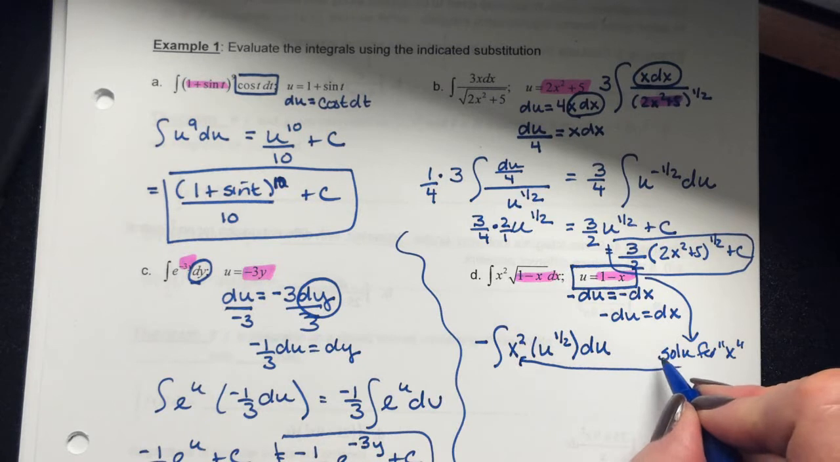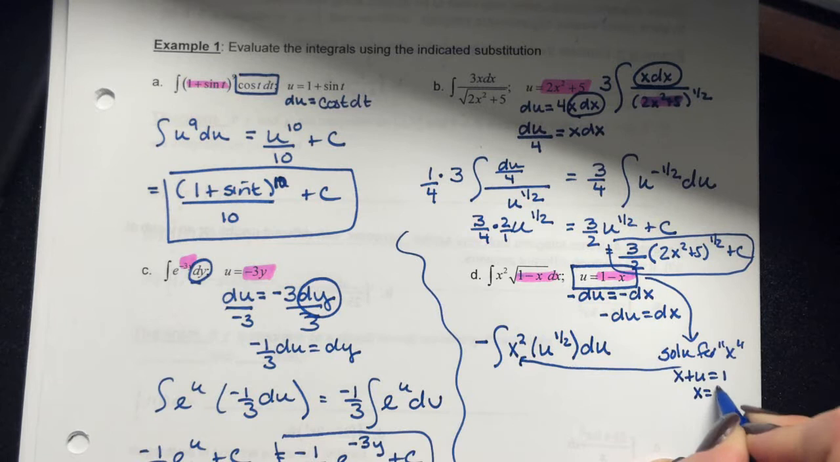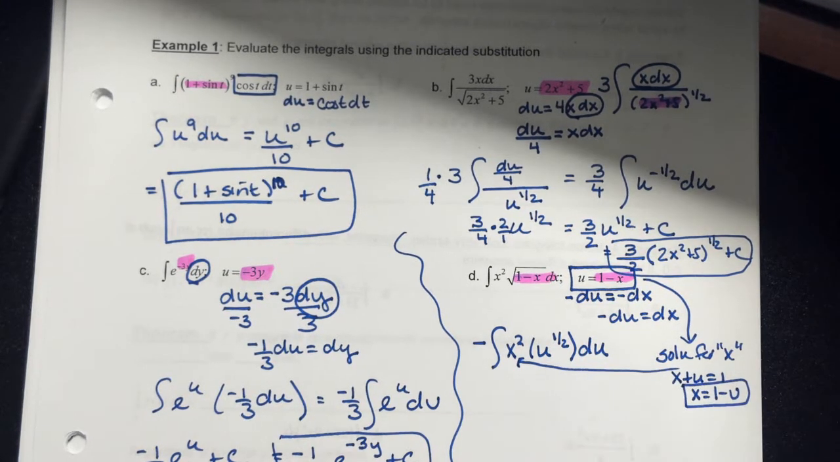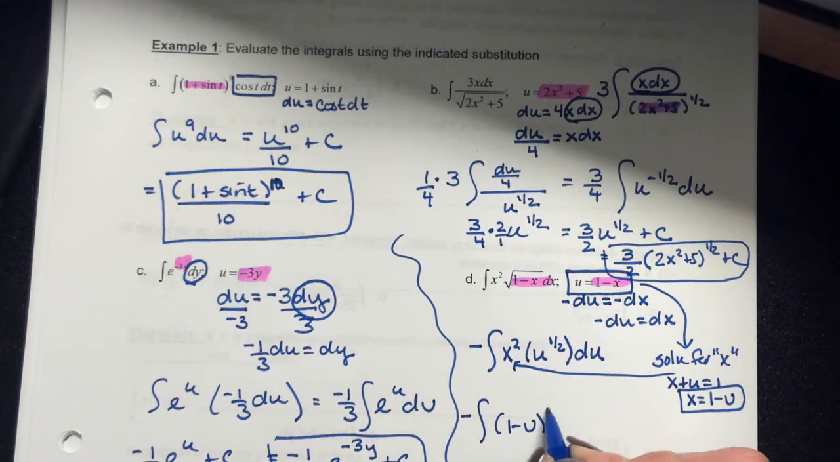So if u is equal to 1 minus x, I know that x plus u is equal to 1, so x is equal to 1 minus u. Like I said, we don't have a product rule for integration. This is one way we can manipulate a product in an integral, doing a u sub. Whatever we let u be equal to, we end up solving for x. So now I can rewrite this as negative 1 minus u to the second power times u to the 1/2 du.